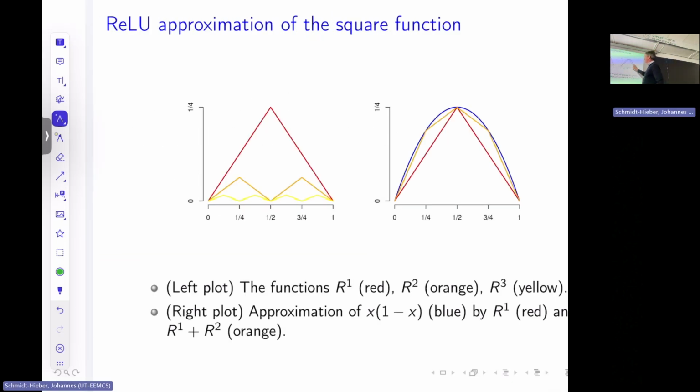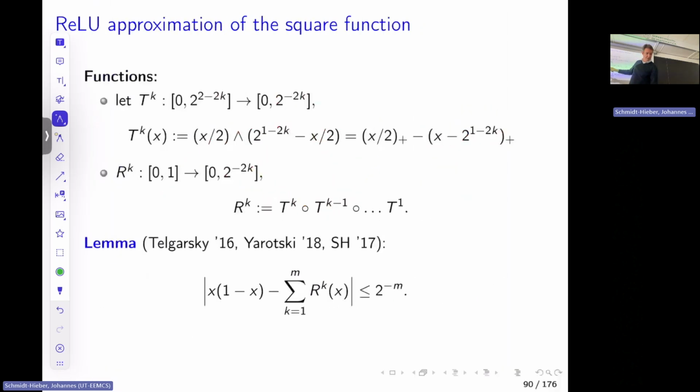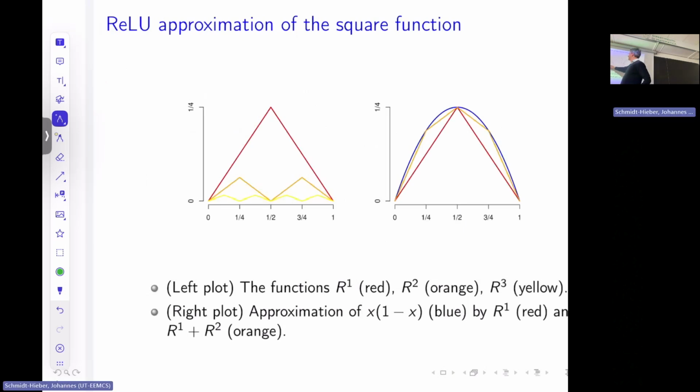Here's in a picture how that looks like. So this is T_0 or T_1. How did I define it? I think this is T_1 here. This is the T_1. This is the T_2 function. This is R_1. Just read what is written here. This is R_1, this is R_2, and this is R_3. And here those are these functions.